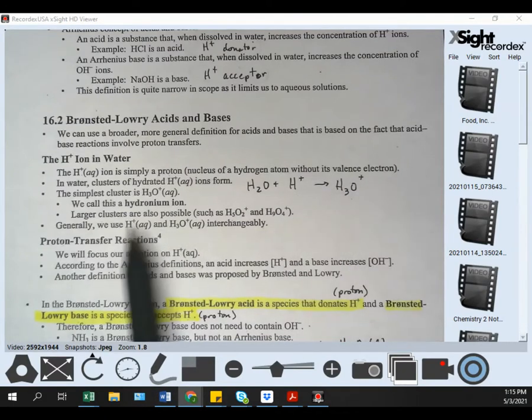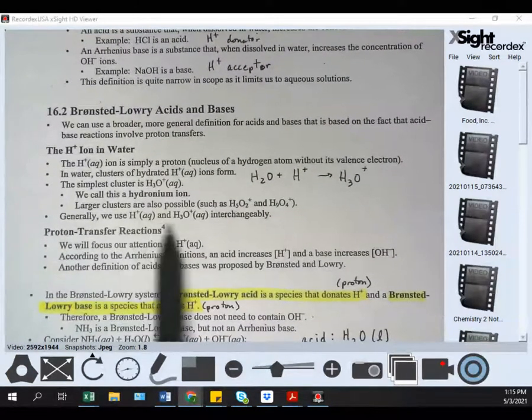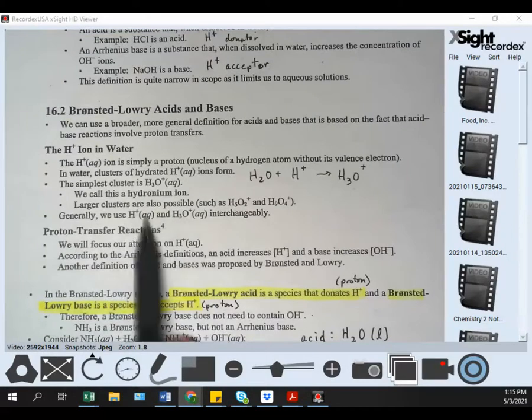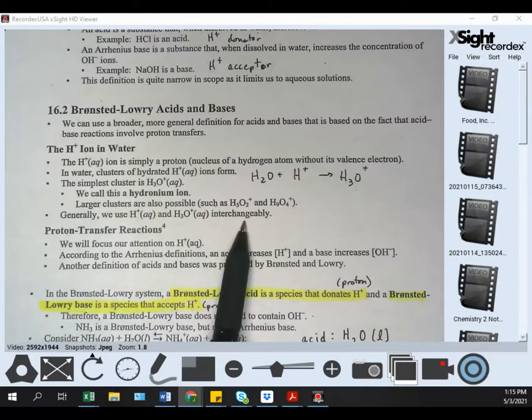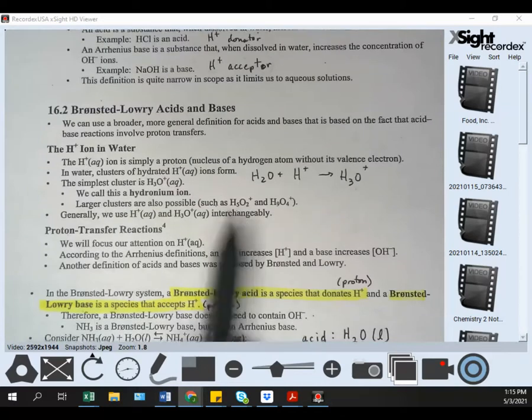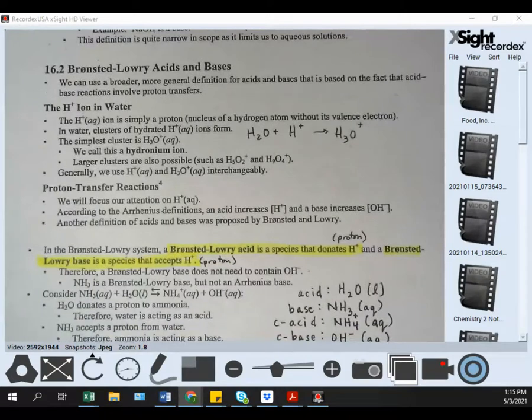All right. Larger clusters are also possible, but we're not really going to deal with those. And then here it says exactly what I just said. We use H plus aqueous and H3O plus interchangeably. So essentially the same thing. Okay. All right. Proton transfer reactions.